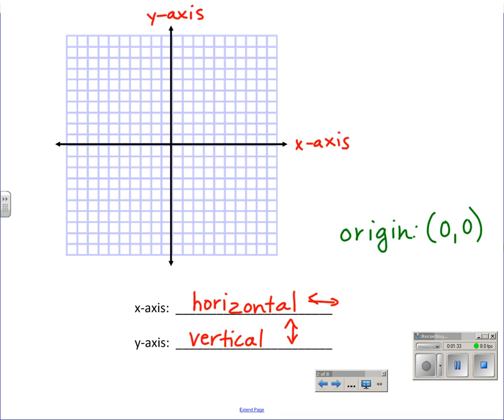One other thing that we learned about earlier this year was quadrants. There's 4 quadrants on a graph. You can see it's split into 4 different sections. This is called quadrant 1. You can even label that. This is quadrant 2. Quadrant 3 is down here. And finally, this is quadrant 4. So there are 4 different quadrants, and we're going to be graphing in these 4 different quadrants.